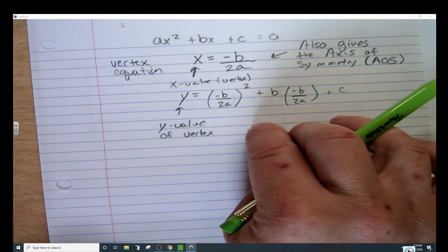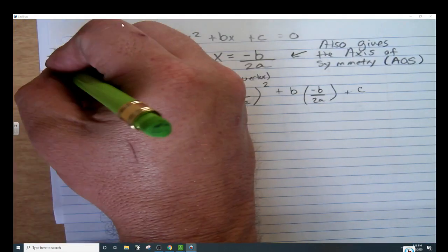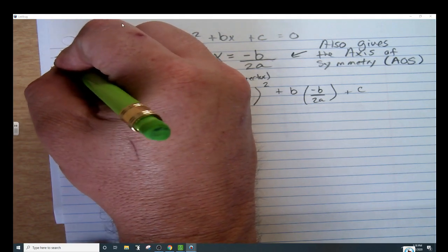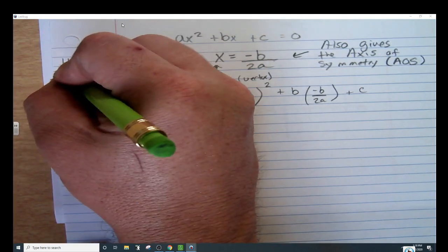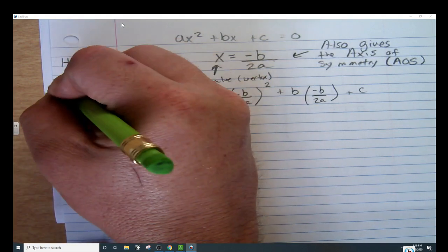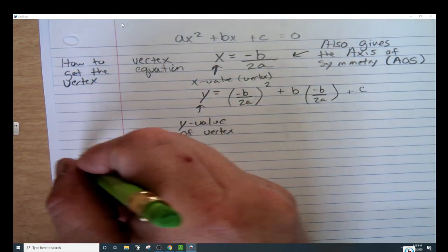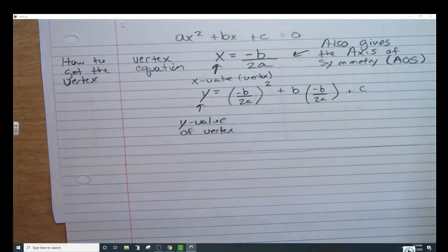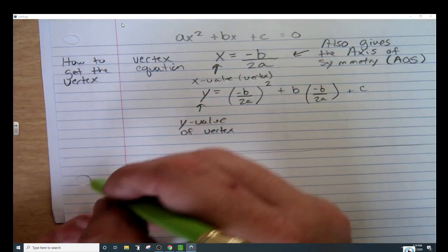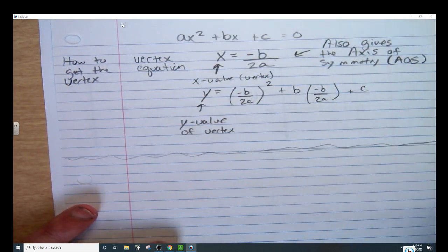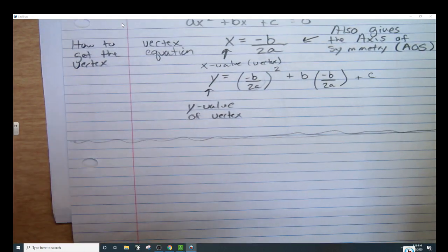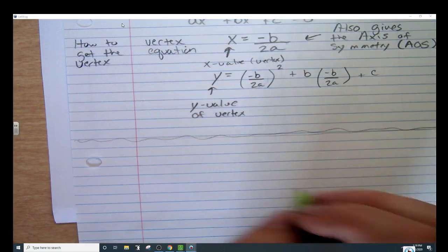This is your vertex, so this is all vertex stuff. How to get the vertex, that's all this stuff right here. Now, guys, that's by hand. I'll show you how to do it by hand, and then we'll do it with Desmos. It's much easier on Desmos. Now let's talk about something real simple.